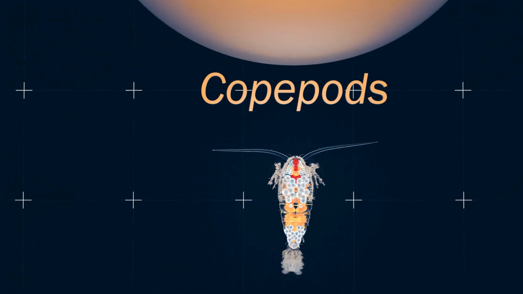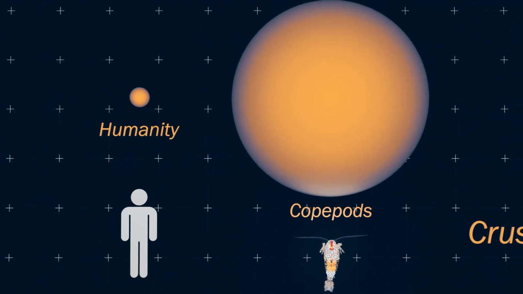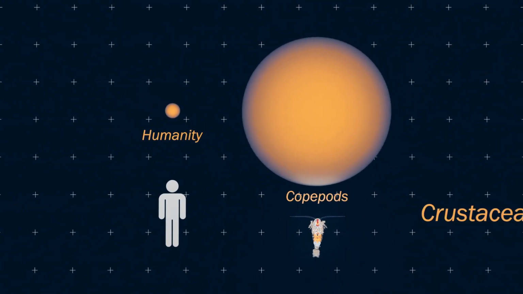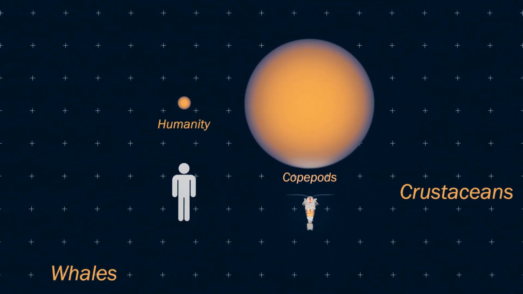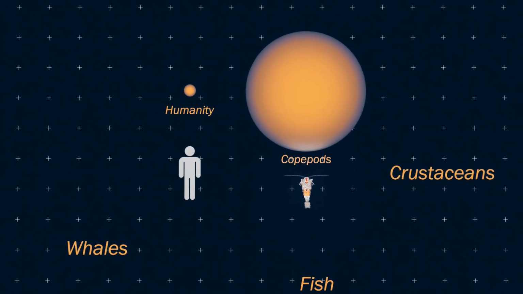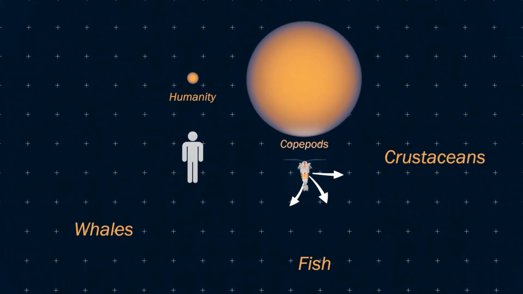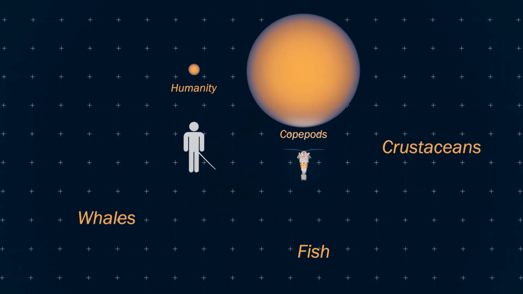If you took all of the copepods on the planet and you lumped them up into a ball, they're equivalent to about 1 trillion human beings. And small changes then in the way that they function can have large implications for how the Earth works.